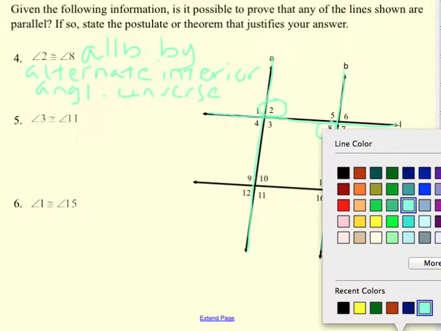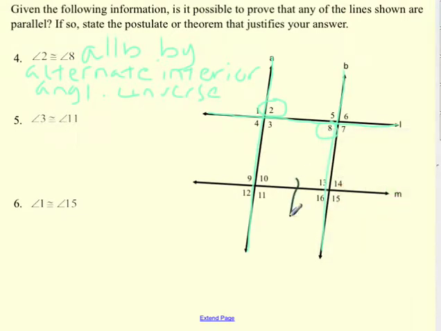Okay, next we want to see 3 and 11. Now I'm looking at lines L and M for 3 and 11. For this one, we actually have to go all the way back to the very first postulate we learned. 3 and 11 are corresponding angles, which makes A our transversal.